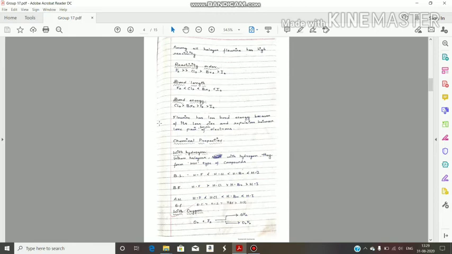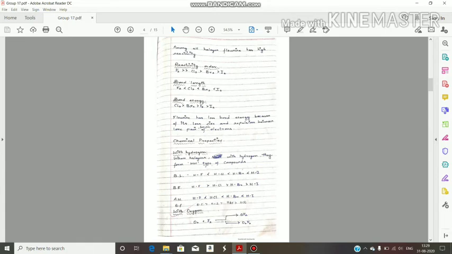So chlorine having more bond energy. So what is the answer? Fluorine has less bond energy because of its small size and repulsions between lone pair of electrons. That means lone pair of one fluorine and lone pair of the other fluorine. So this is a very important question for 1 mark.